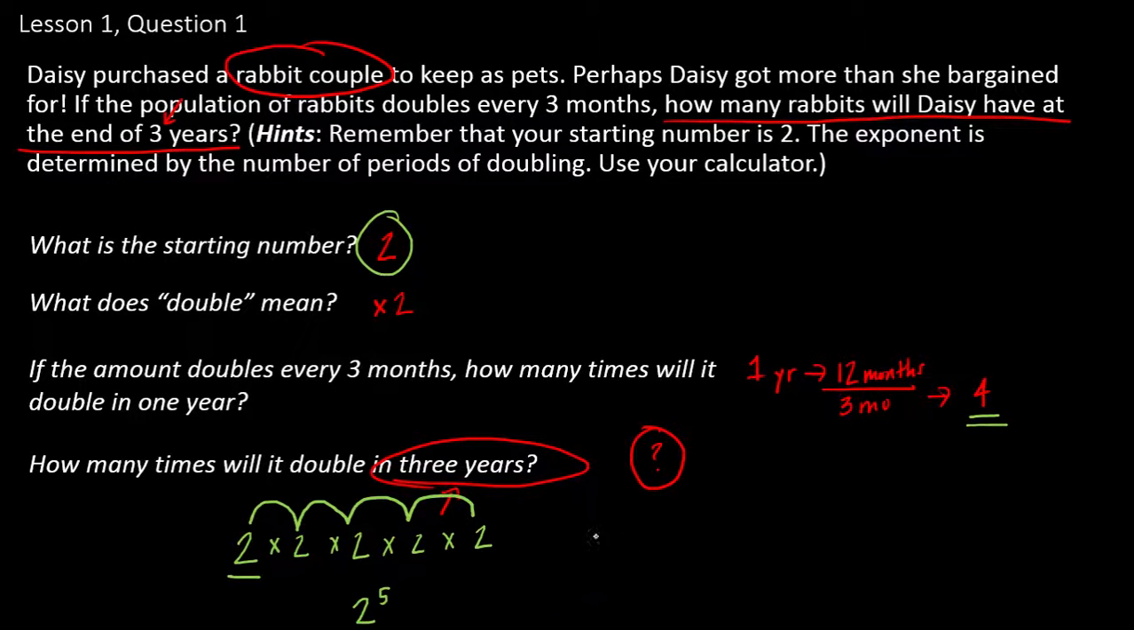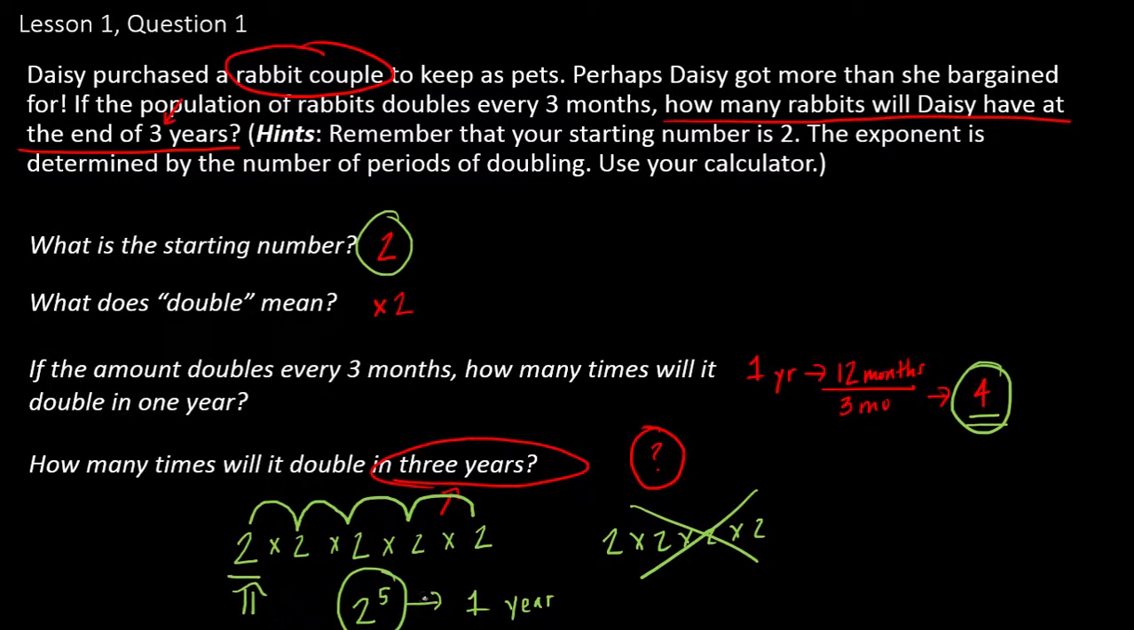It's tempting to write it out only 4 times because you're thinking, okay, I've got 4 sets of doubling, but you have to account for the original 2 rabbits that you started with, so this is incorrect. So 2 to the 5th would be the number in the population after 1 year. Now I would multiply that out and get my answer. You'll take it from here and tell me how many times the population will double in 3 years and use that information to figure out how many rabbits Daisy will have at the end of 3 years. Be sure to write out the actual number. If you're doing it in exponent form, solve it. Don't leave it as an exponent.